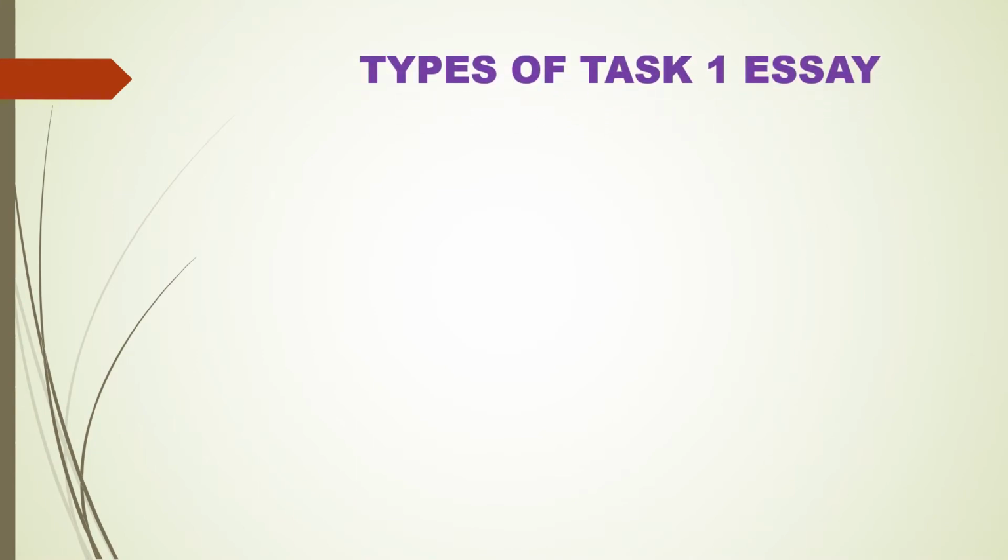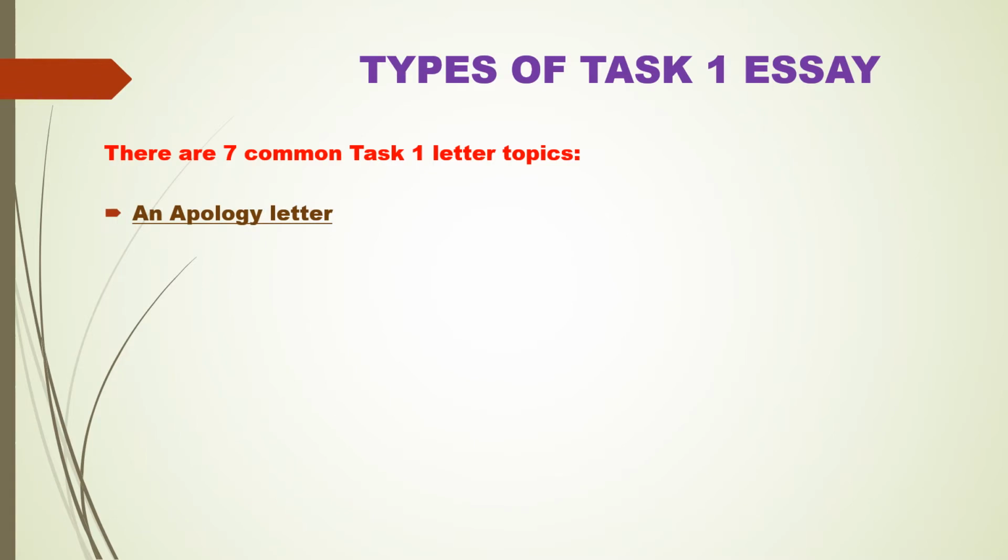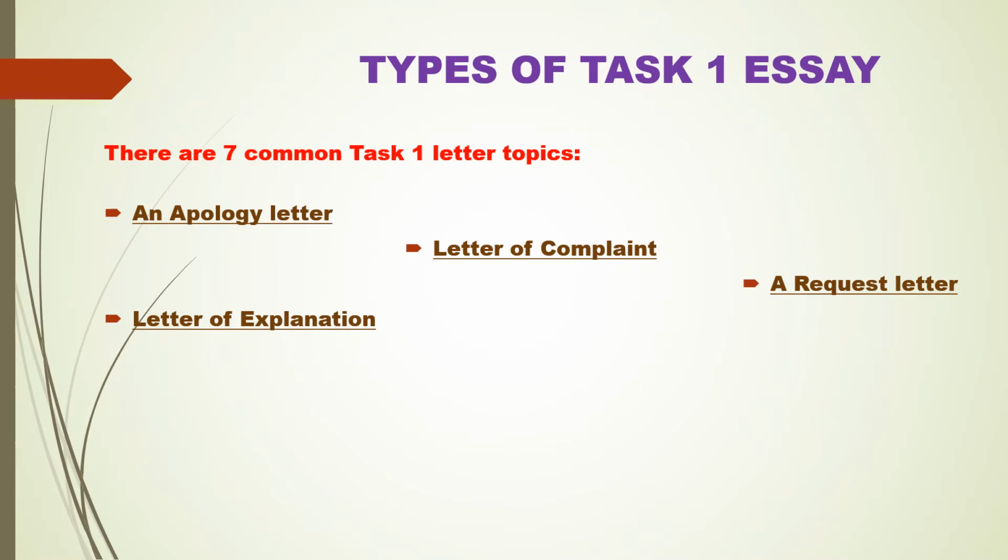Moving further, let's see the different types of task 1 essays. It is not actually an essay, it is a letter. We have 7 types: an apology letter, a complaint letter, a request letter, and a letter of explanation, when you need to explain something, like why you were late or why you didn't attend the party. When you are putting forth your arguments for not doing something, that is an explanation letter.